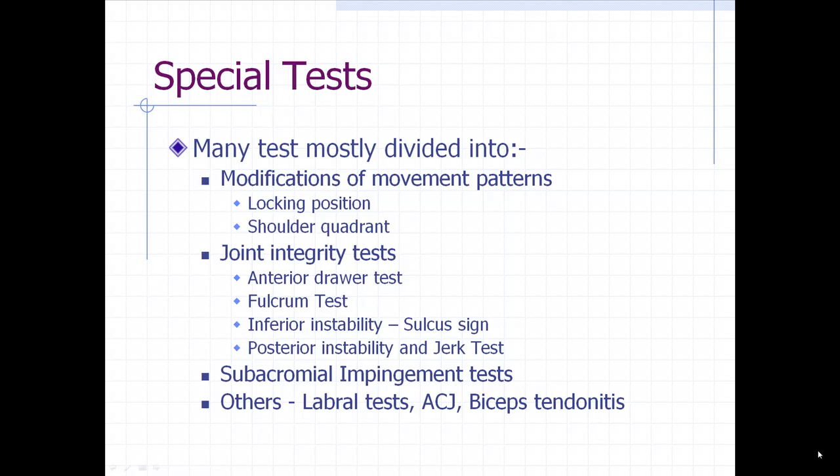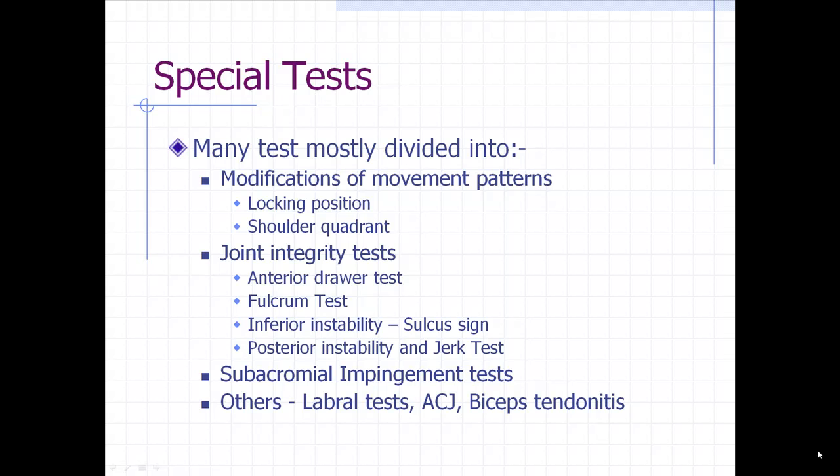Having completed the joint ranges of motion, passive range of motions, the accessory motions, and the resisted muscle tests, we typically would move into the special tests. And the special tests around the shoulder are many, and they're broadly divided into three main and possibly a fourth category. The first category are modifications of movement patterns, so tests such as the locking position and the shoulder quadrant.